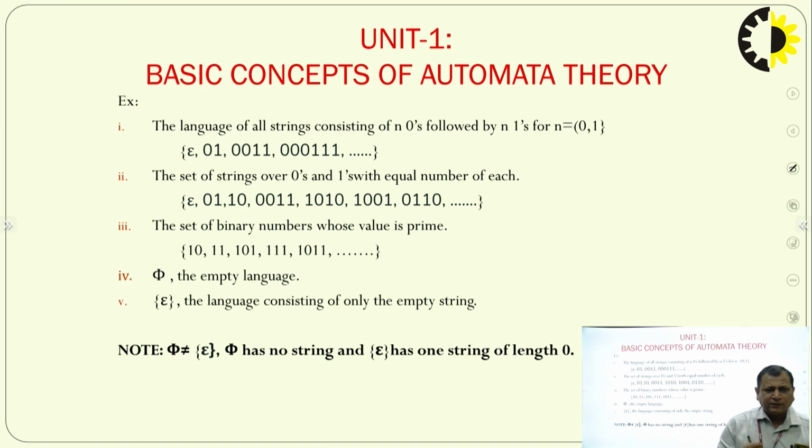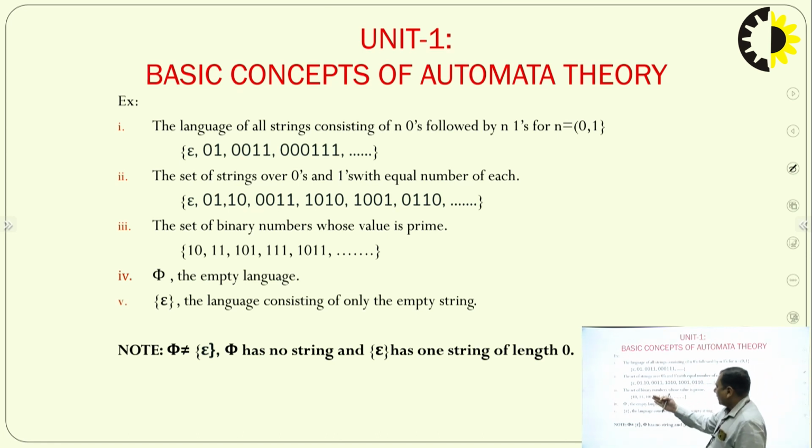In the second example also we have the same number of 0 and 1 but the sequence may be changed. It can be 01 and 10, 0011, 1010. Here we can see दोनों के अंदर number of 0 and number of 1 are same in both the examples but with different strings, right?